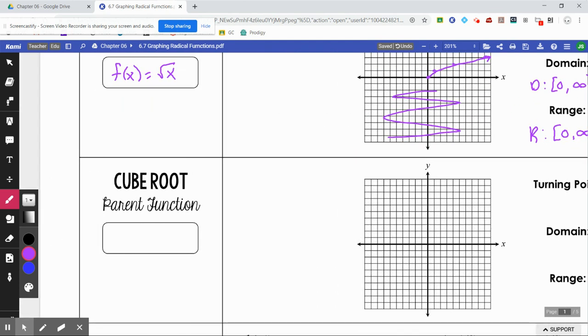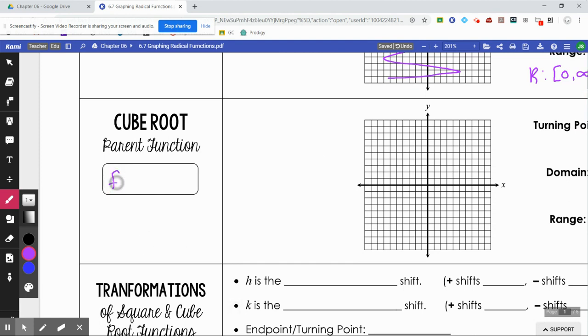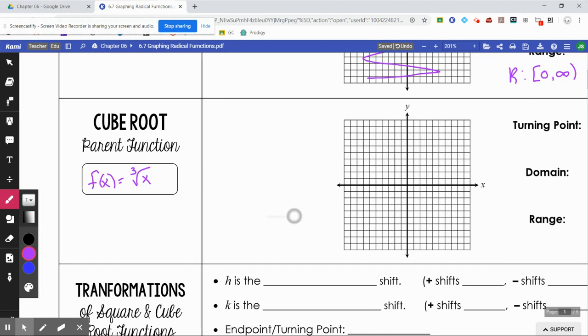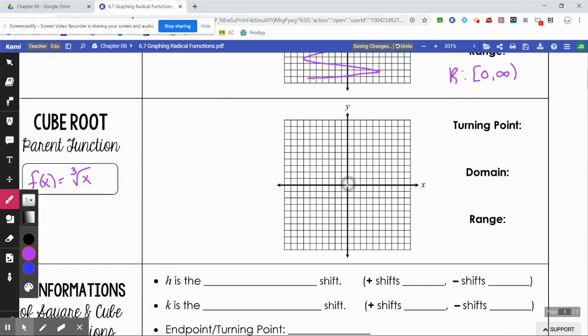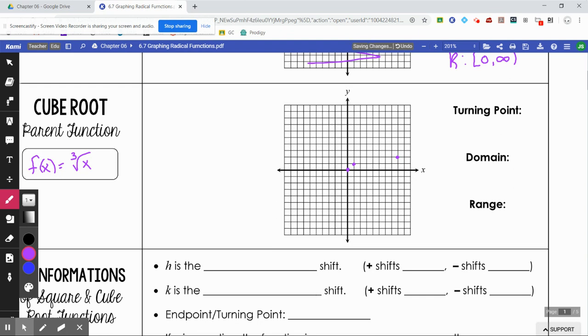Next up, your cube root function. The parent function is f of x equals the cube root of x. Let's plug in some values. I know the cube root of 0 is 0, the cube root of 1 is 1, and the cube root of 8 is 2. We can find the cube root of negatives: the cube root of negative 1 is negative 1, and the cube root of negative 8 is negative 2. So we connect our dots, and our cube root function looks something like this.